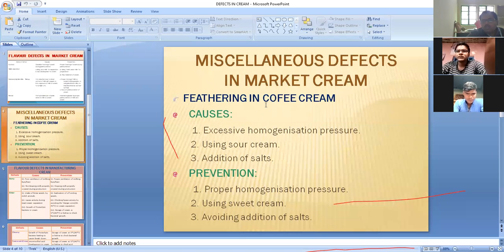So what is the reason behind that? In feathering, there is some flake formation on the surface, on the top layer of the milk. Suppose when you make coffee or tea, it does not dissolve well and small particles come up on top. That is feathering.